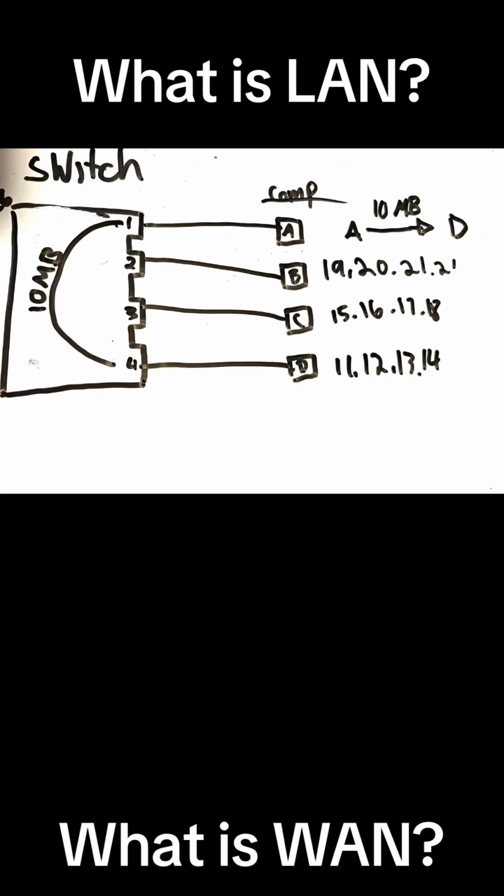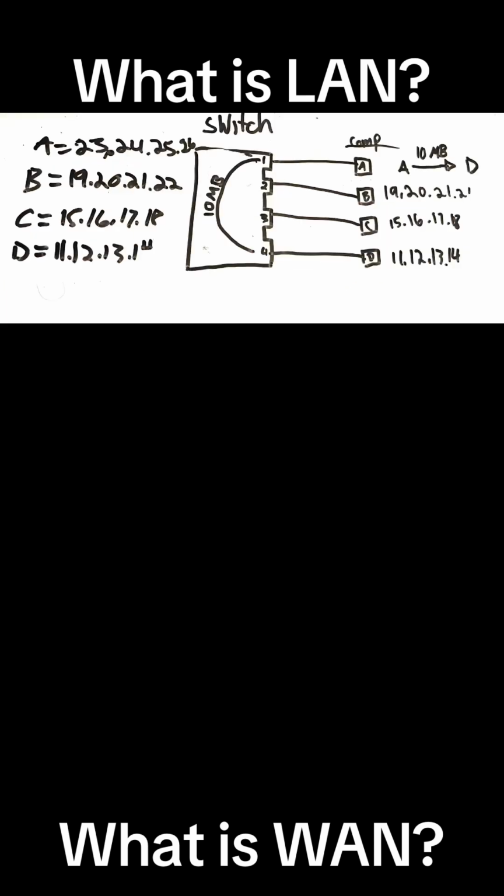All right, so here we have a switch, and we have the same example. Computer A is trying to send computer D a 10 megabyte file, and as you guys know, there are MAC addresses associated with every single computer on the network. What the switch does that the hub doesn't is it actually memorizes every single MAC address that is plugged into the switch. So instead of sending the same file to every computer and hoping for the best, it actually knows exactly where to route the data.